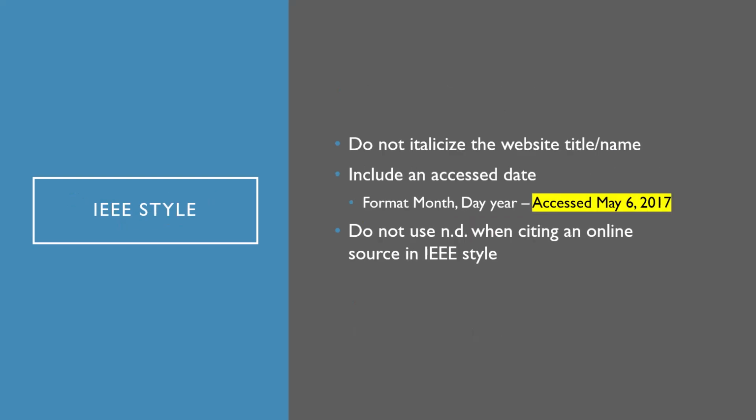IEEE has pretty basic guidelines for citing online sources. You do not italicize the web page name. You include an accessed date, which will be formatted accessed month, day, year, so accessed May 6th, 2017. And as such, you do not use ND when citing an online source using IEEE.